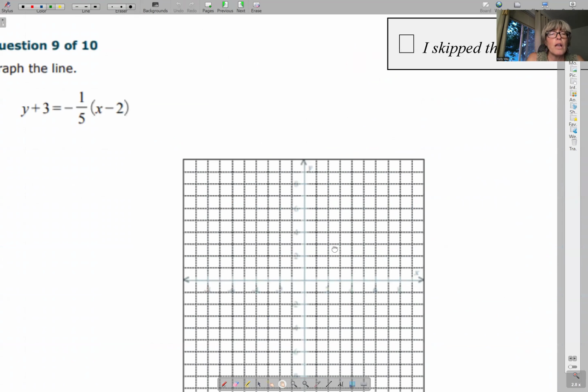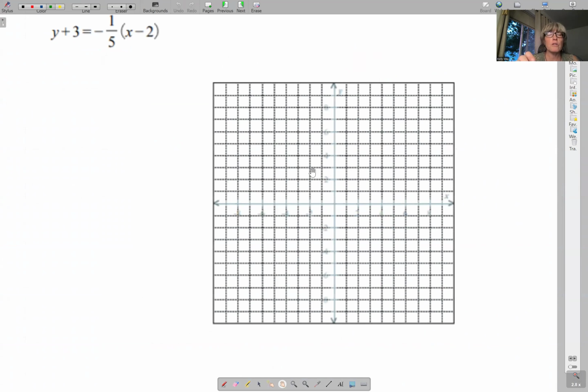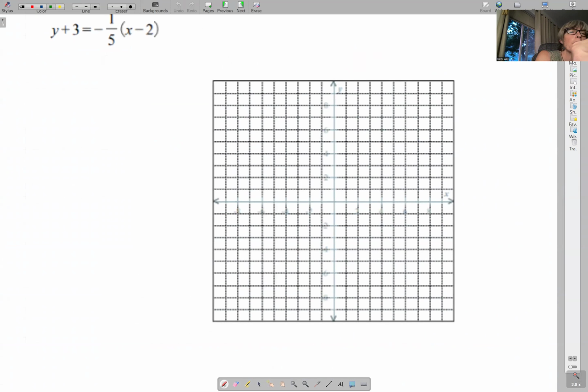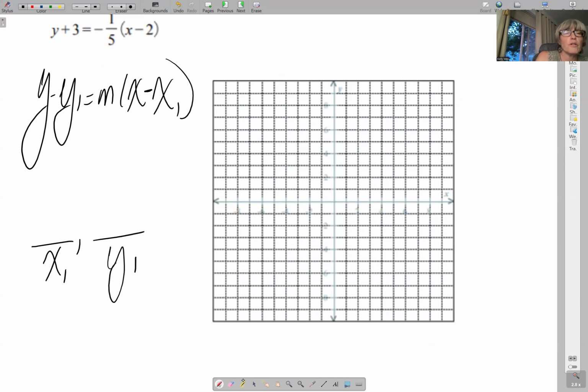We're going to graph the line, and we are using, in this case, point slope form. So we write out point slope, y minus y1, slope x minus x1. Our first order of business is to find your x1 and your y1. Look very carefully. In the original equation, right there, x1, notice the sign did not change.